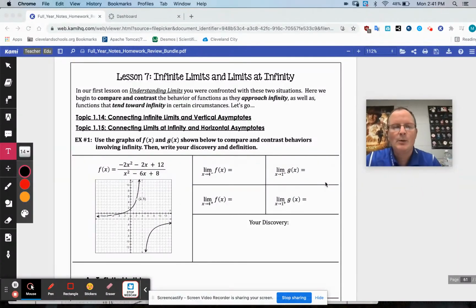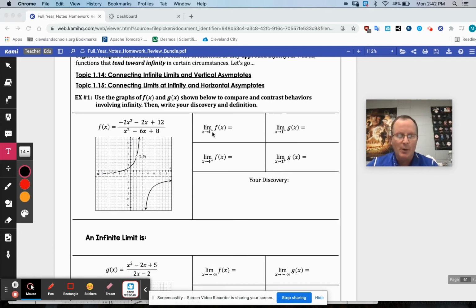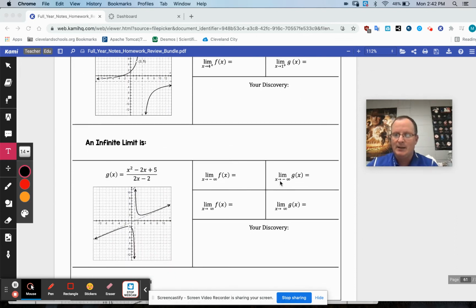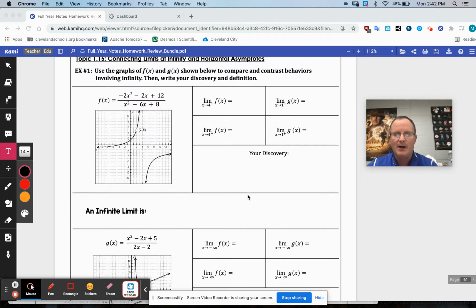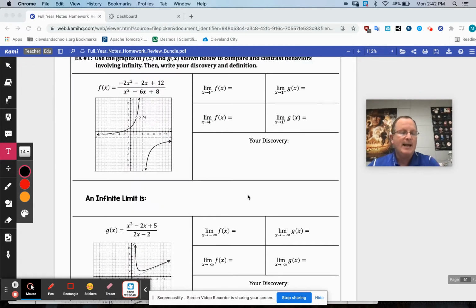Hey guys, all right. So lesson 7 is talking about infinite limits and limits at infinity. What they've done here at the very beginning, we have two situations: one where you have a limit which is infinite, and you have limits as you approach infinity. We've got two graphs here, f of x and g of x, and it's asking us to answer these questions based on both of those. So here we go.